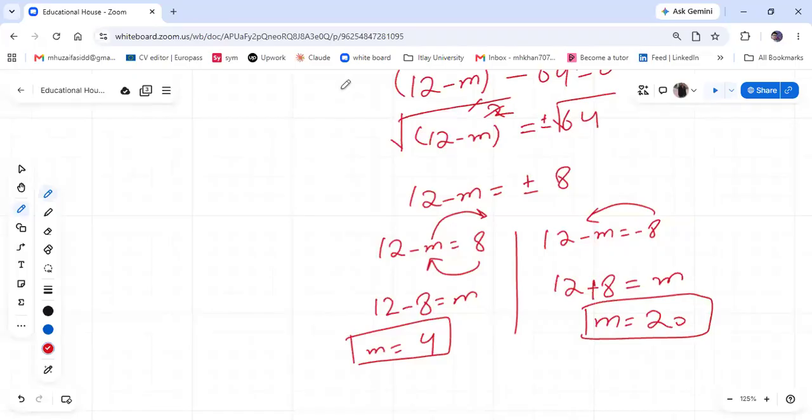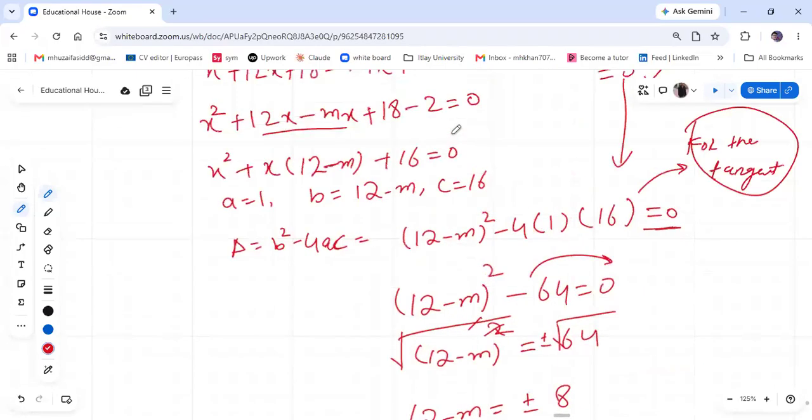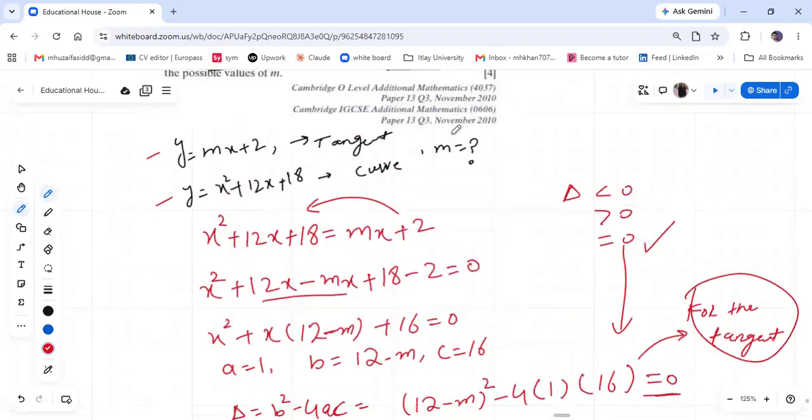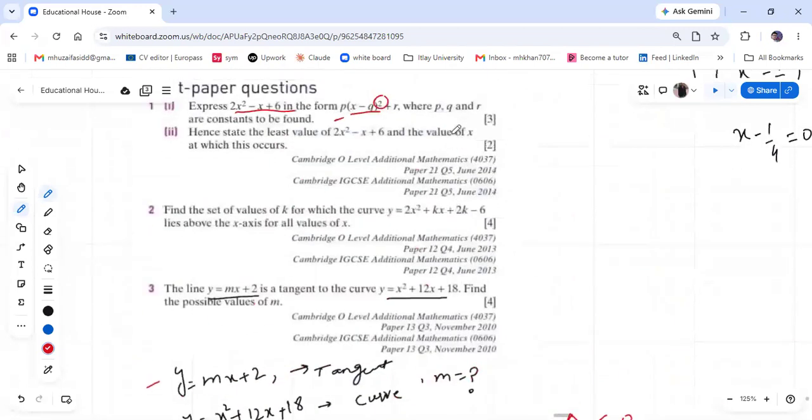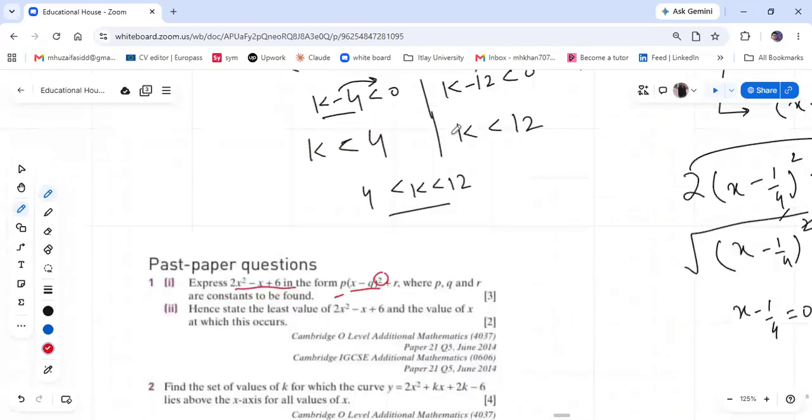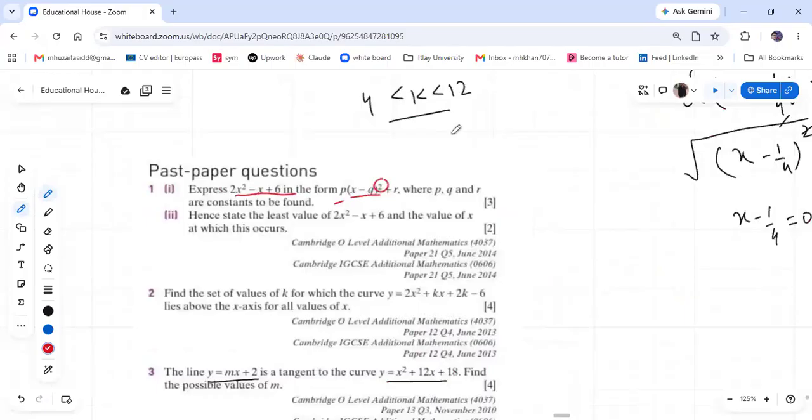Is there any confusion? No, sir. Okay, so this is the equation of a line and a curve. We rearrange it into a quadratic equation, and in this manner we can find the values of m. So with this, our chapter 2 regarding the quadratic equation is ending.